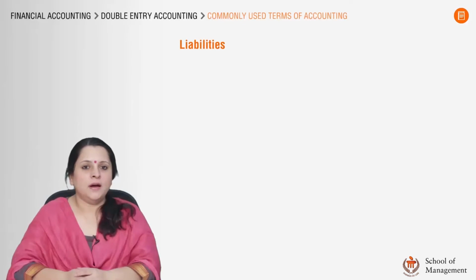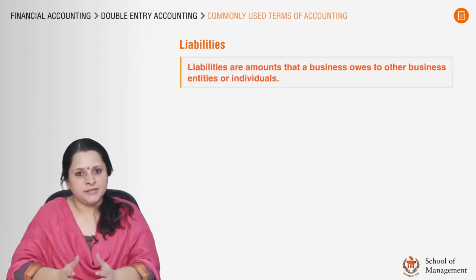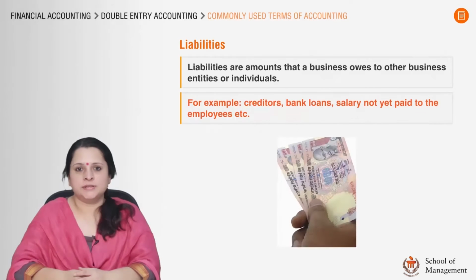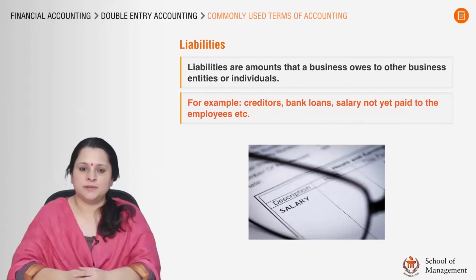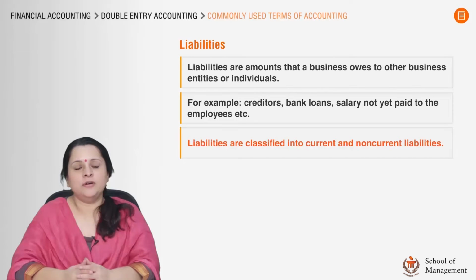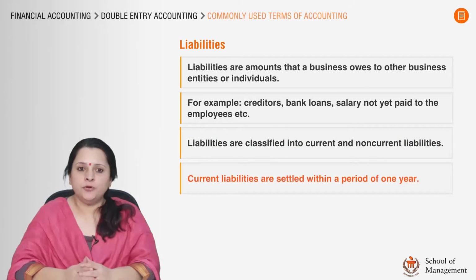Liabilities, on the other hand, are what a business owes or its obligations. Liabilities can be described as amounts owed by a business to other business entities or individuals. Some examples could be creditors, that is the amount owed to suppliers, bank loans, salary not yet paid to employees, etc. Liabilities are also classified into current and non-current liabilities depending on how soon these liabilities or obligations need to be paid off. So, current liabilities are liabilities that have to be paid off within a period of 1 year.